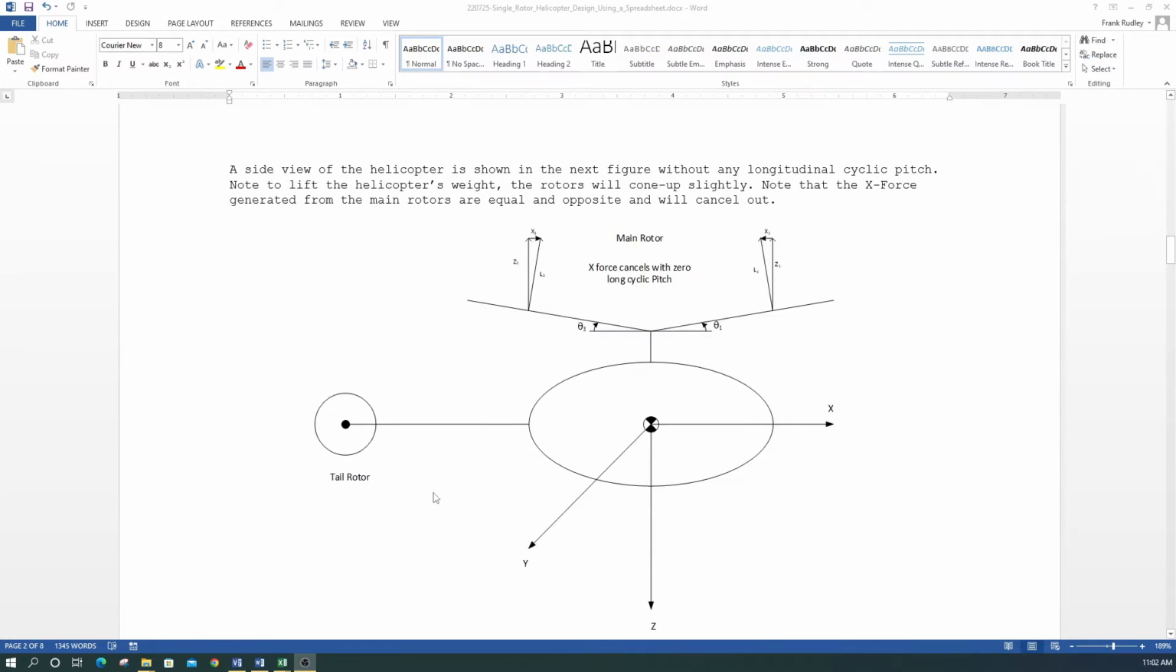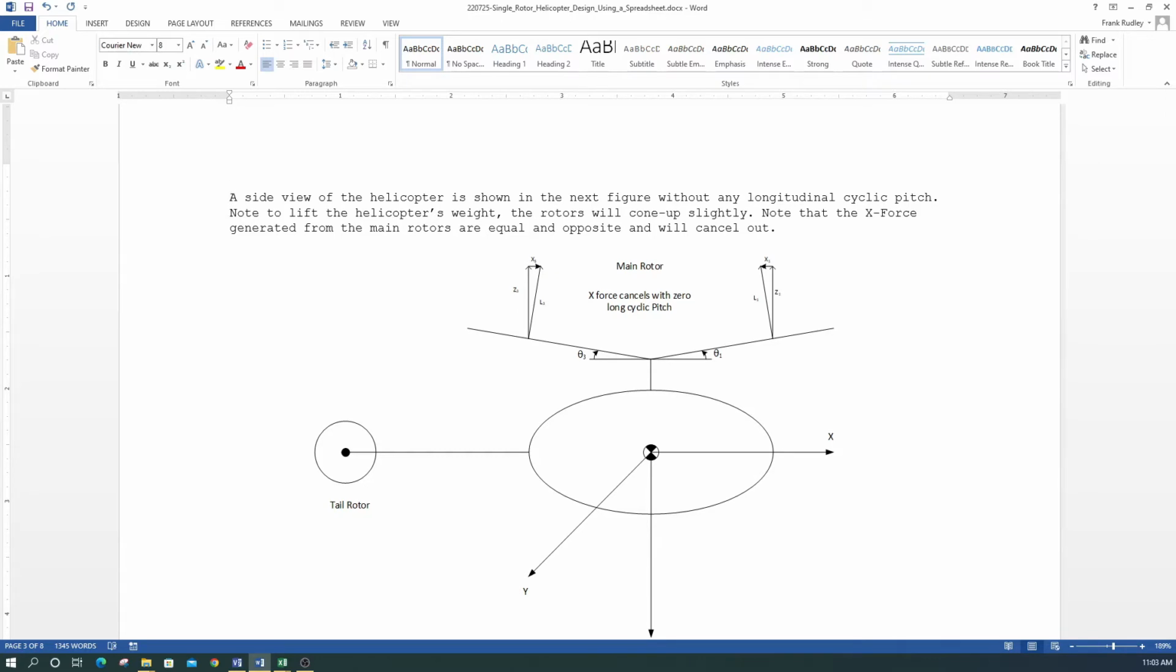So now we're going to talk a little bit about longitudinal cyclic pitch. In fact, I'll put a little note up here. Title, longitudinal cyclic pitch. We'll make that bold.